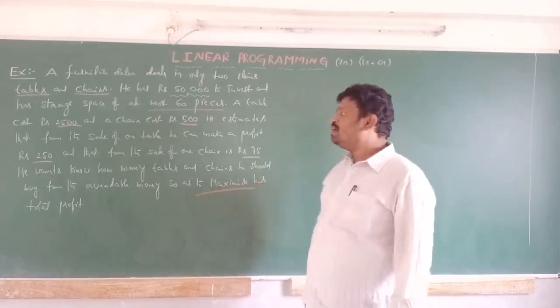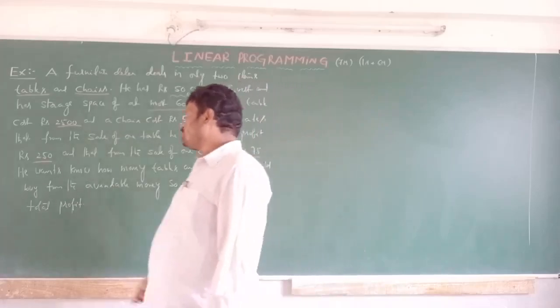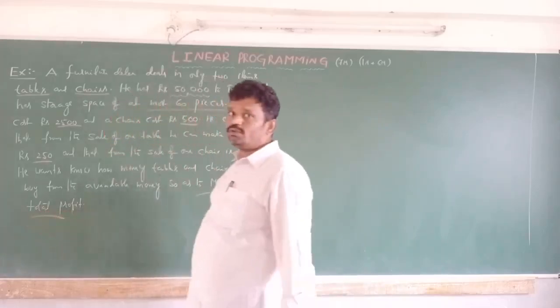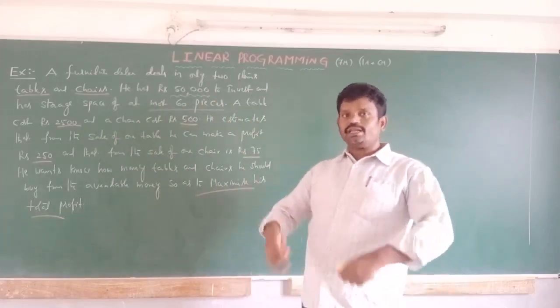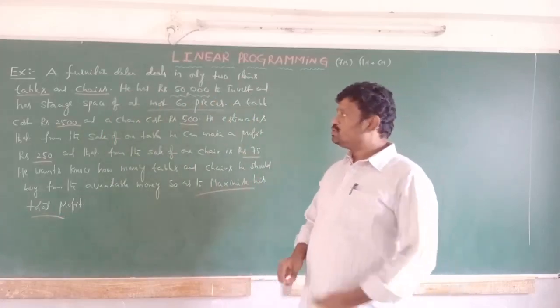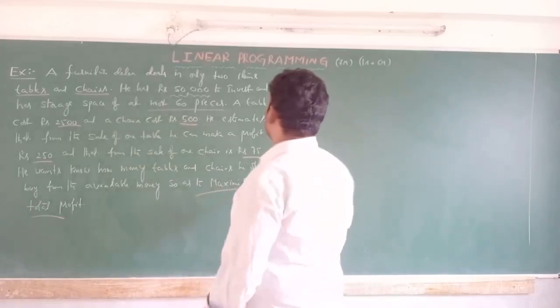Finally, what we require is to get more profit, meaning how many tables and how many chairs you should sell to get the maximum profit. That's why we have different types of conditions.